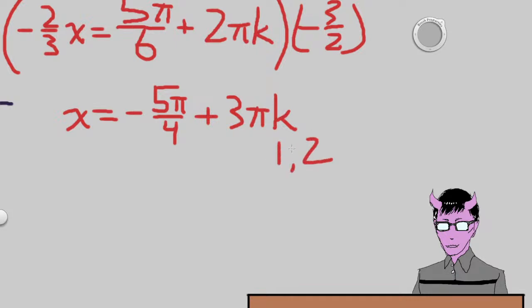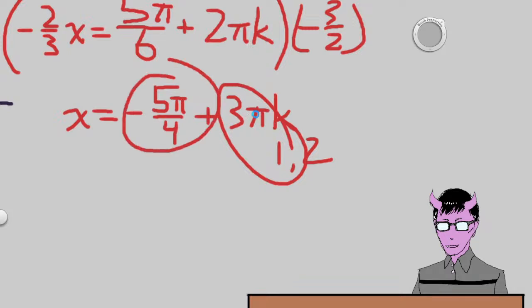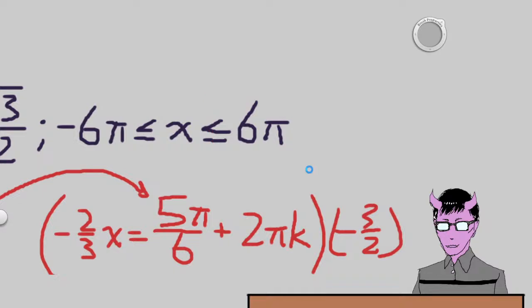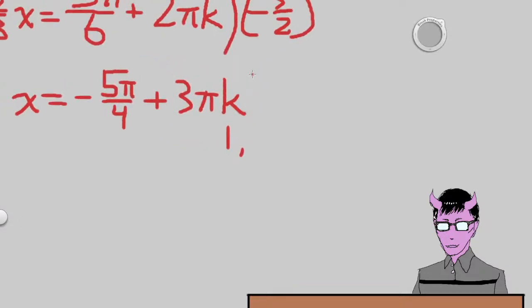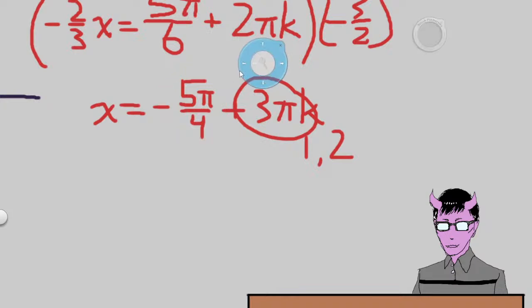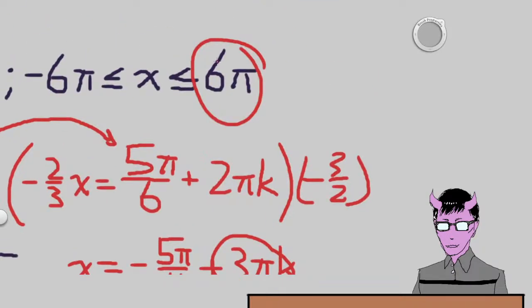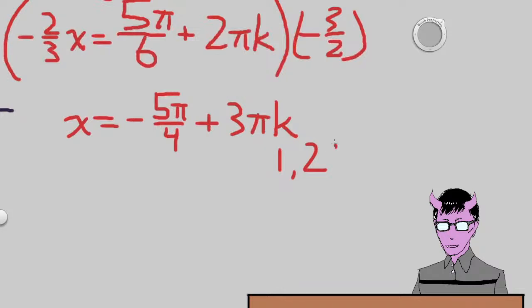The reason being, if k is 1, then we are adding 3 pi to a negative value. We'll still be within the bounds. If k is 2, then we're adding 2 times 3 pi, which is plus 6 pi, to a negative base value. So we should be well before the wall for this one. So that's my consideration. We're going to test over those ones.